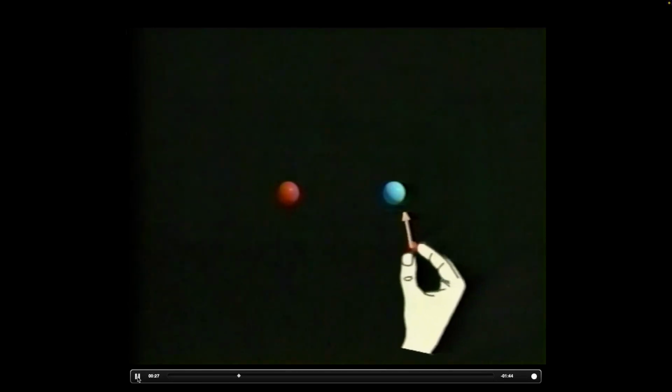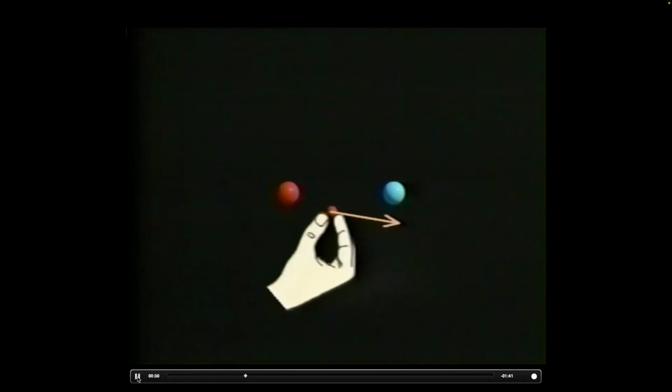It pointed in towards that one, right? And away from the red towards the blue?